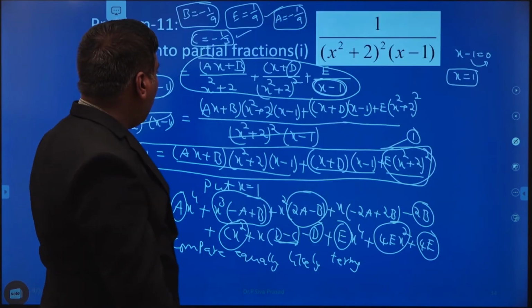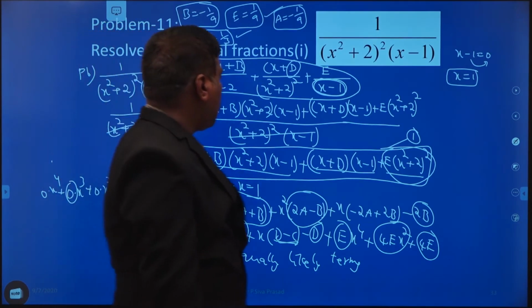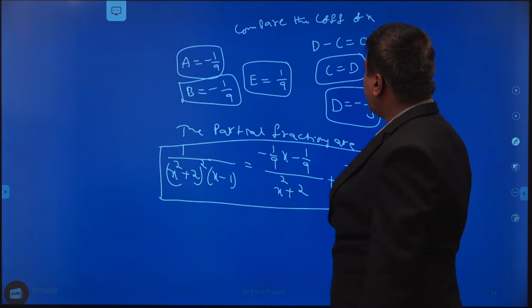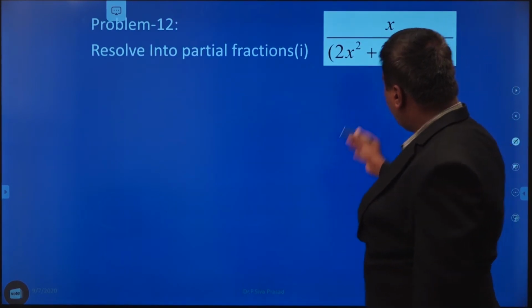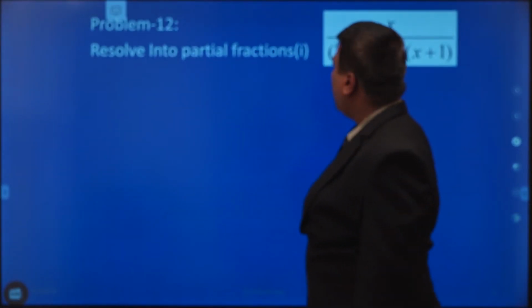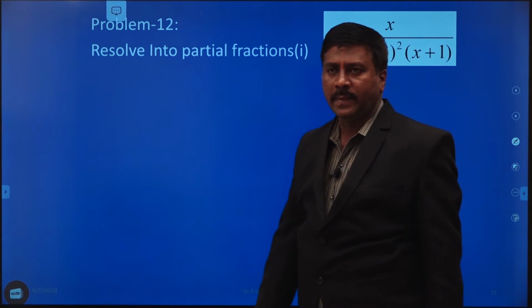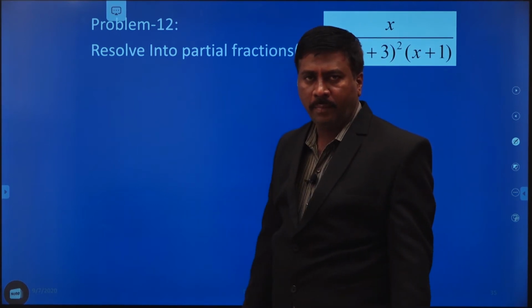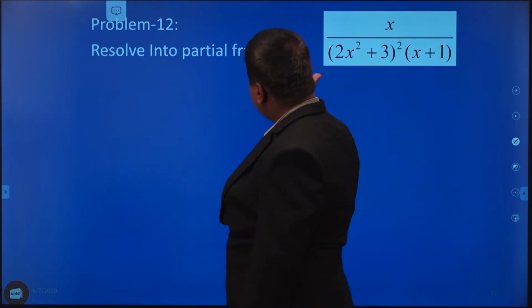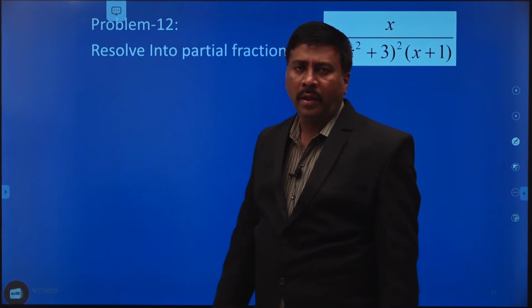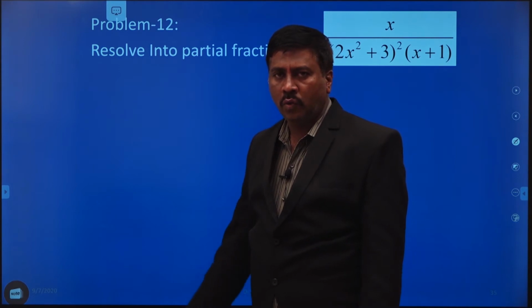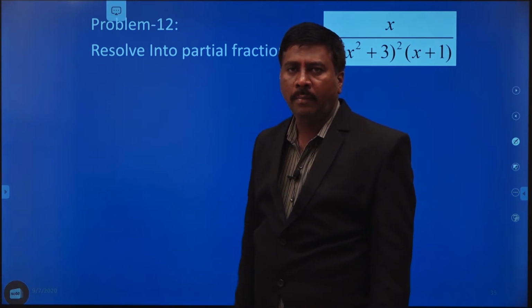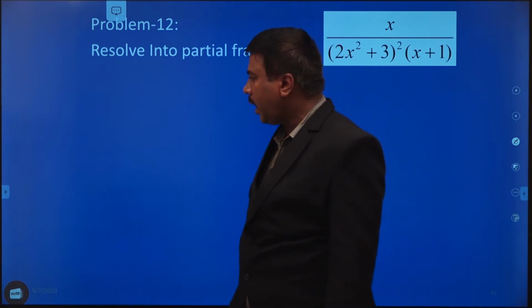Now, using the same concept, let us do another problem. Resolve into partial fractions x by (2x square plus 3) whole square into (x plus 1). The same technique as in the previous problem you have to apply here also. I will give this problem as homework, so you have to complete it from the next session onwards.